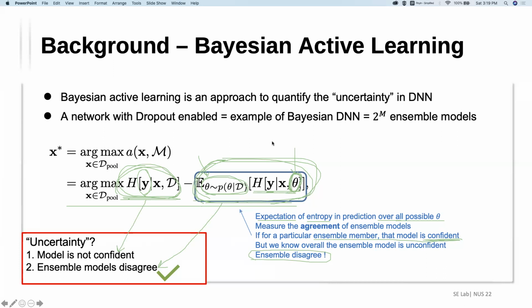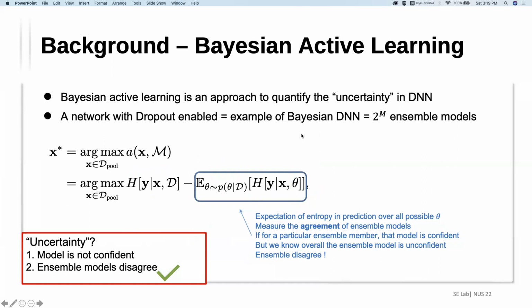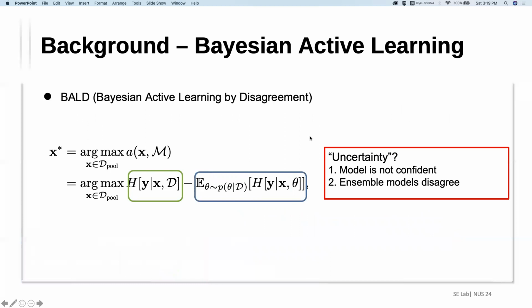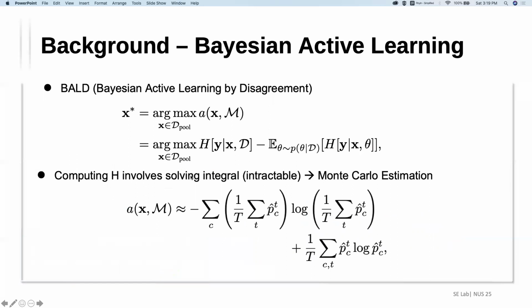But in terms of implementation, given x, if we would like to calculate the entropy of y, we still need to have a lot of example models. But because you have dropout, right? Yes. So you can literally drop out capital T times, where T is very large, to approximate this entropy and this average of entropy.